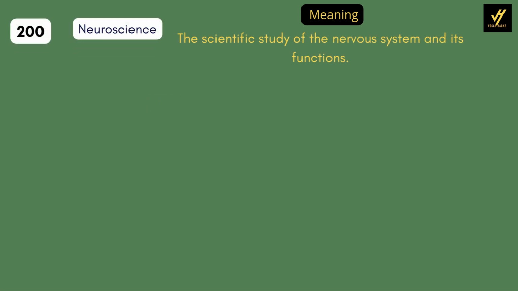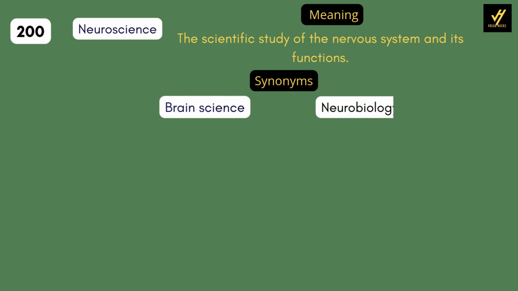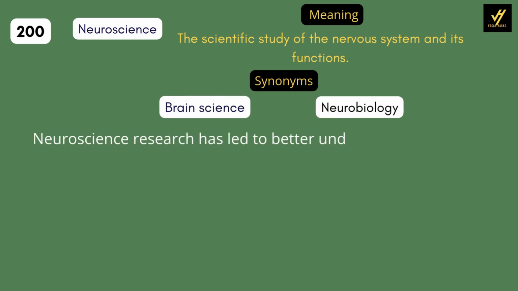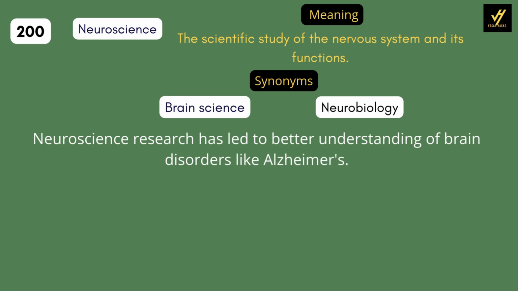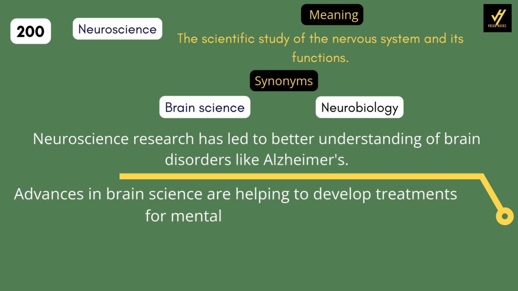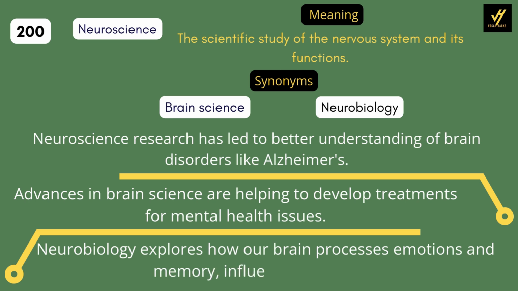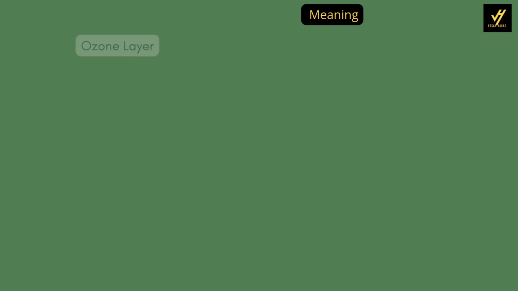Neuroscience, the scientific study of the nervous system and its functions. Brain science, neurobiology. Neuroscience research has led to better understanding of brain disorders like Alzheimer's. Advances in brain science are helping to develop treatments for mental health issues. Neurobiology explores how our brain processes emotions and memory, influencing behavior.